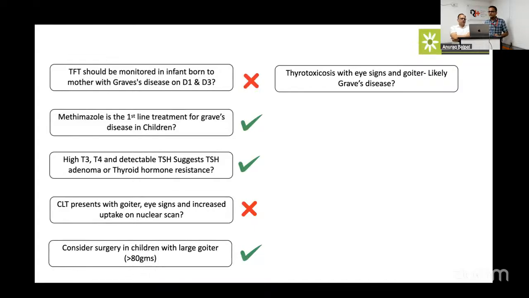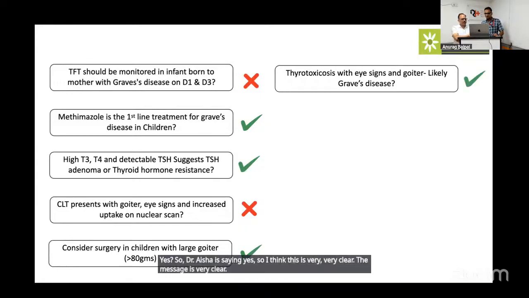Thyrotoxicosis with eye signs and goiter is most likely due to Graves disease. Yes. Dr. Aisha is saying yes. So I think this is very, very clear. The message is very clear. Dr. Rajesh is also saying yes.